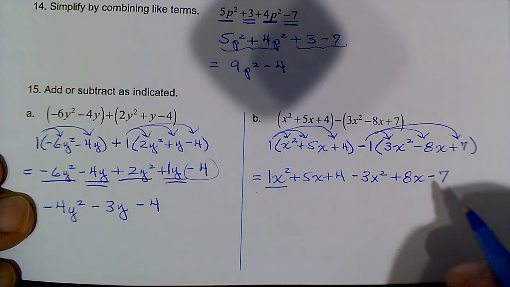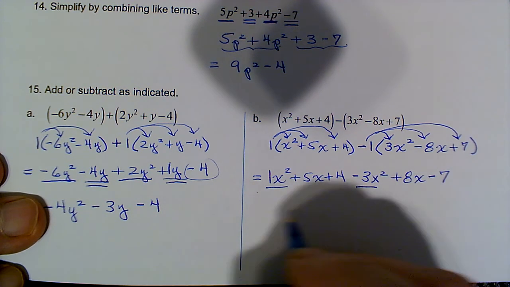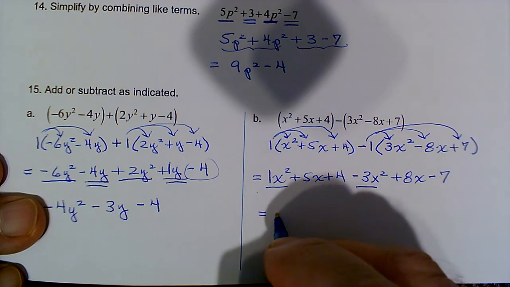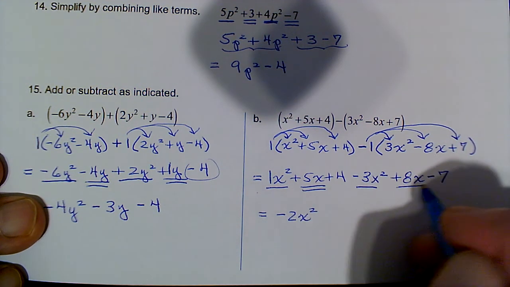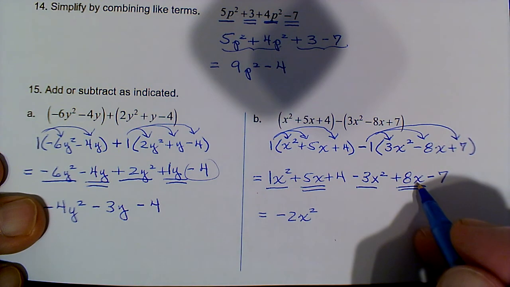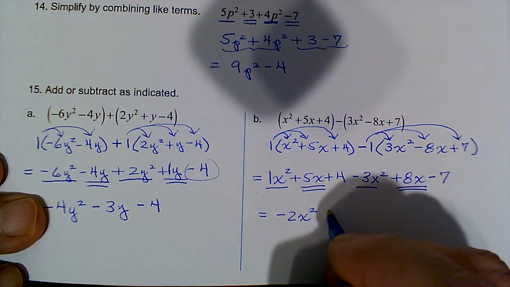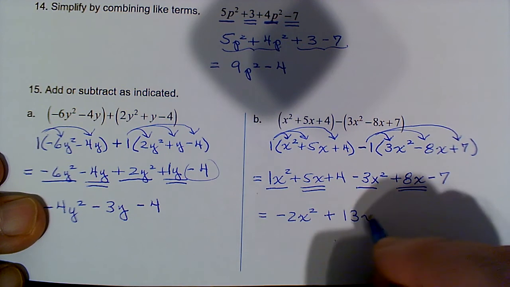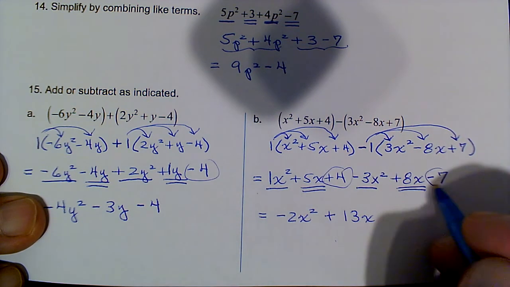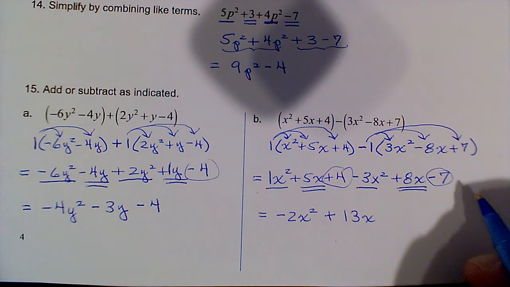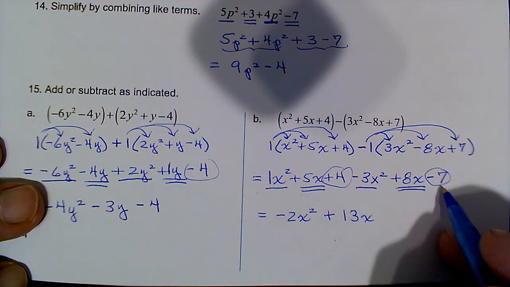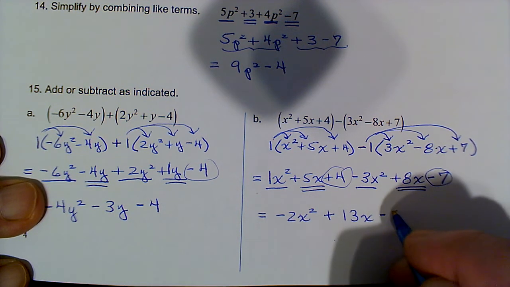There's an x squared if you want to put a 1 in front of it. That's fine. Combined with the negative 3x squared gives negative 2x squared. Maybe I'll underline the x's twice. There's a positive 5x combined with a positive 8x to give us positive 13x. And then I think I'll circle the constant terms. And remember, it's the sign that precedes the term that belongs to that term. So we're combining a positive 4 and a negative 7 to get negative 3.